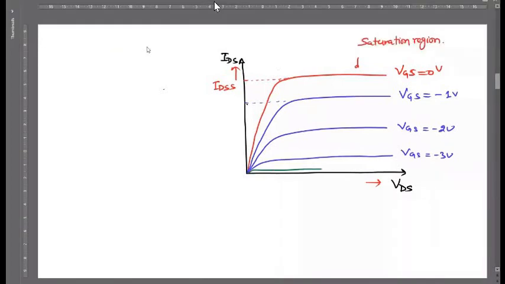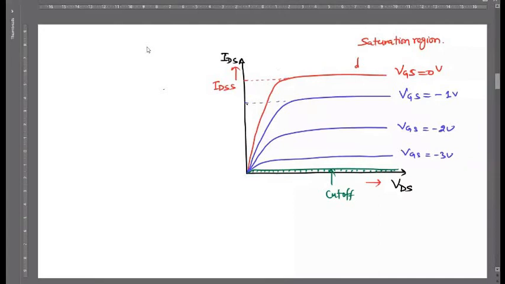Finally, this channel will be completely closed. So you see no current will be there. This is called cutoff, whenever VGS is very high and VDS will attain the pinch off voltage. No current will be flowing through.